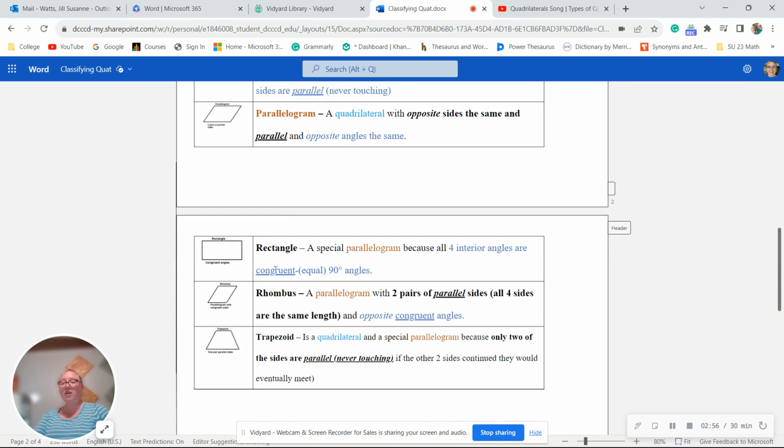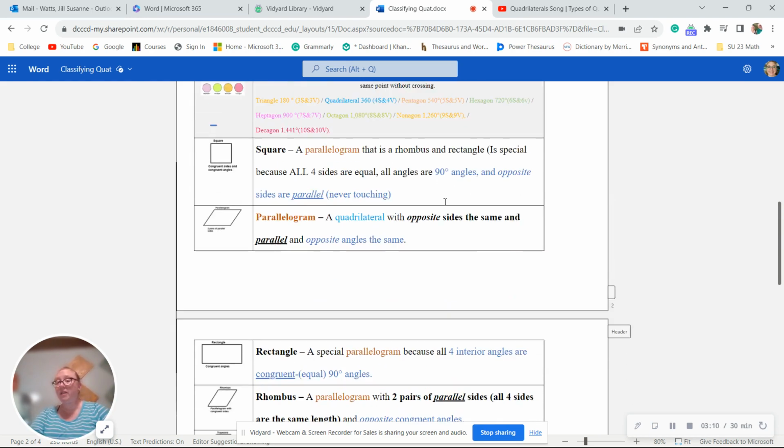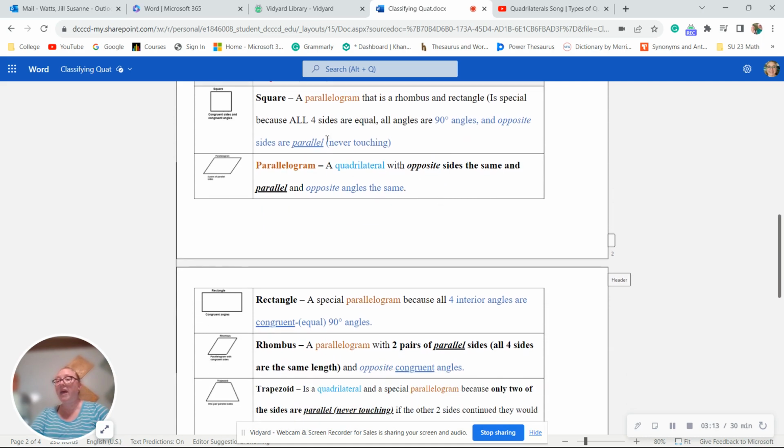Okay. Then we have rectangle. So a rectangle is a special parallelogram, okay? Because all interior angles are congruent, equal to 90 degrees. So squares also had 90 degrees, but they all had equal sides. A rectangle doesn't say anything about all the sides being equal. It only talks about it having 90 degree angles. Interior angles are congruent. They're all equal. And the sides are parallel, so they're never going to touch.